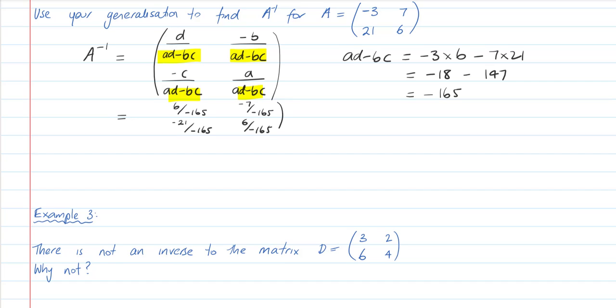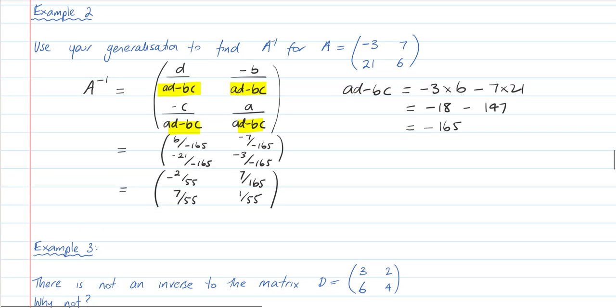So I'm going to do some cleaning up here, and that is that this becomes negative 2 over 55. Here, nothing changes except I'll take away the negatives: 7 over 165. Here, I can divide by 3, giving me 7 over 55. Oh, sorry, this shouldn't be 6. That should be negative 3. So negative 3 divided by that becomes positive. It becomes 1 over 55. And there we go. So you've seen now how we can use the generalisation in example 2.